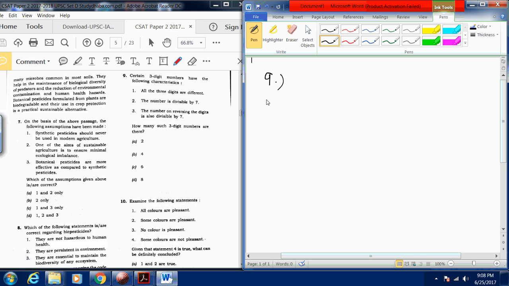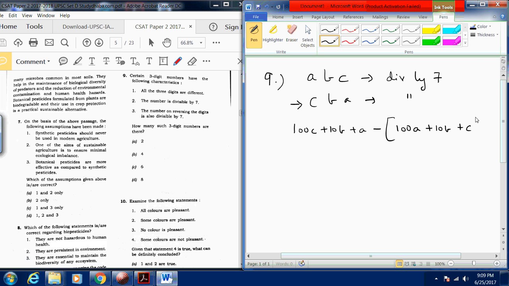So we simply assume that the number is, say, ABC. That is a 3-digit number, divisible by 7. On reversing the digits, that is CBA, that is again divisible by 7. Now if you subtract both the numbers, assuming that this is the larger number, you get 100C plus 10B plus A minus (100A plus 10B plus C). So when you subtract both these, you get 99C, B and B cancels, minus 99A. So that is 99 times (C minus A).